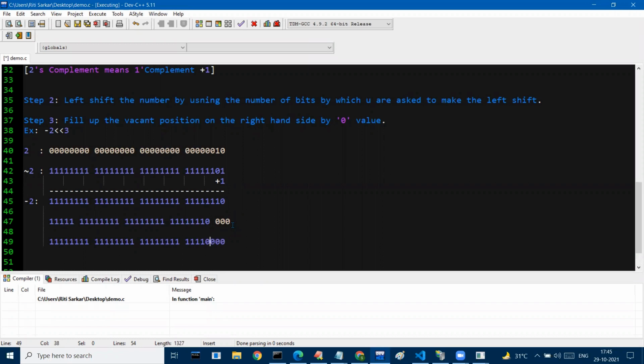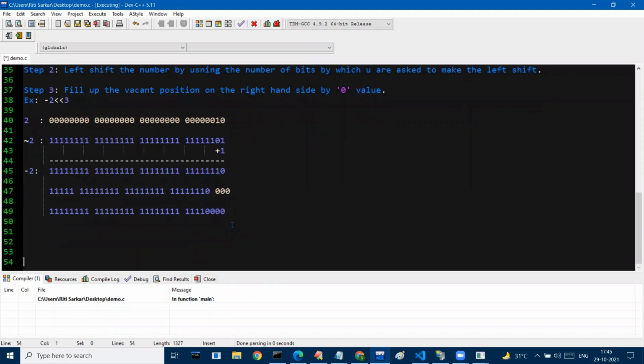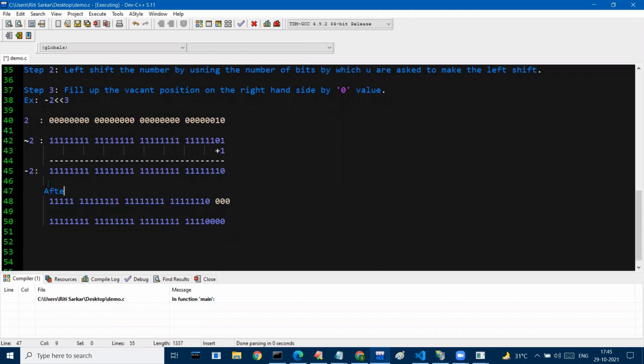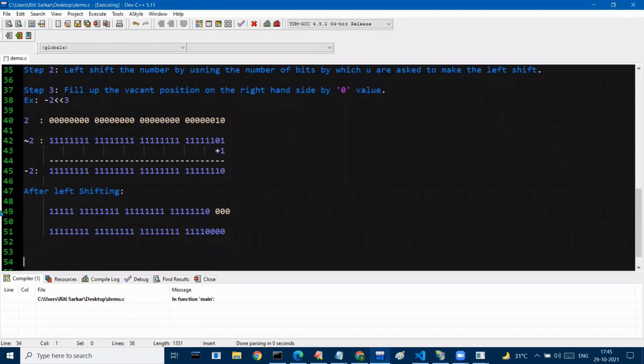This is the current status of the number after left shifting by 3 bits. After left shifting, this is the status. Okay? Next, step 4 and final step.